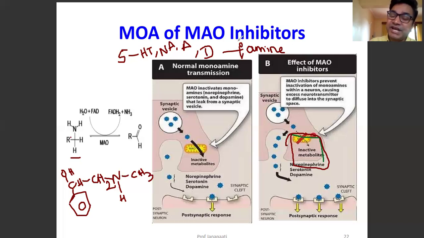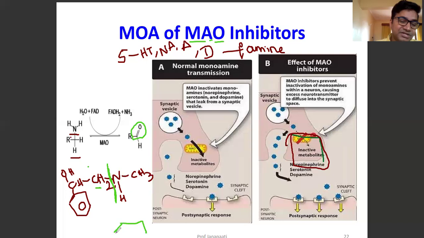So this enzyme will metabolize that amine group. It removes that amine. So where does this amine group go? Here you see, it breaks, converting this carbon into a keto group. So that's why it is called monoamine oxidase. Let me draw the structure.